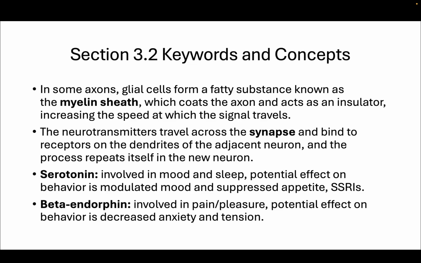So the neurotransmitters travel across the synapse, you should know about the synapse, and bind to receptors on the dendrites of the adjacent neuron. And then the whole process starts over again. So it's this repetitive electrical process of our little microprocessors in our brains going.